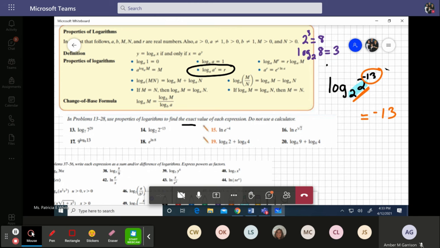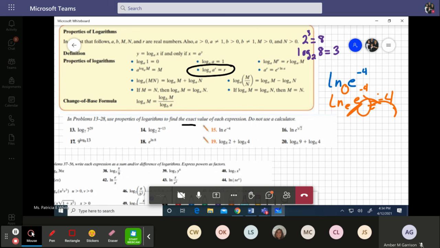So on 15, do I have two of the same? Yeah, because that's the natural log, right? Of e to the negative 4. Well, what base, when they do not have anything there, we know the natural log is e, right? So this is actually log base e of e to the negative 4. These two are the same, and it is equal to negative 4. Okay?